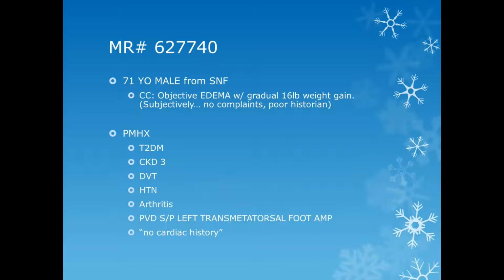Past medical history: type 2 diabetic, chronic kidney disease. However, his presenting labs were very good. He had a history of needing dialysis transiently for an unknown reason. They think maybe vancomycin induced. Also has a history of DVT, hypertension, arthritis, peripheral vascular disease with a left transmetatarsal foot amputation, and no documented cardiac history.